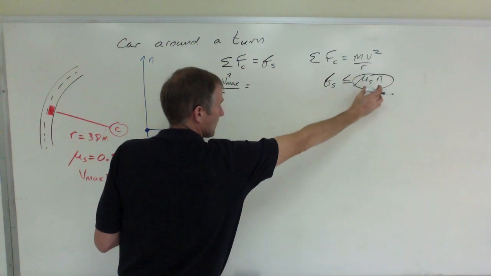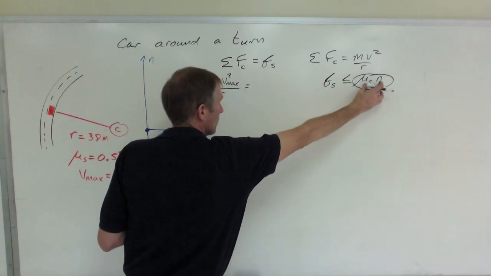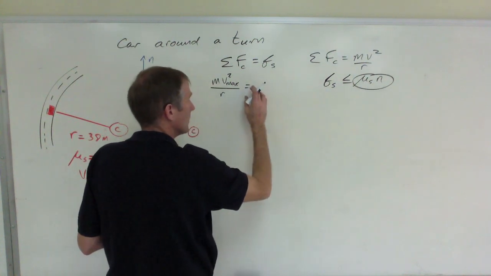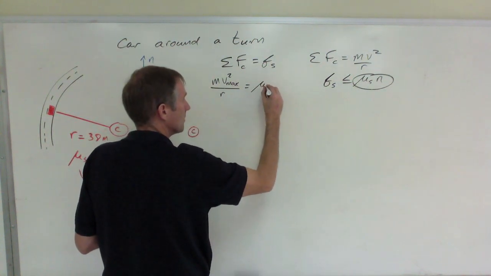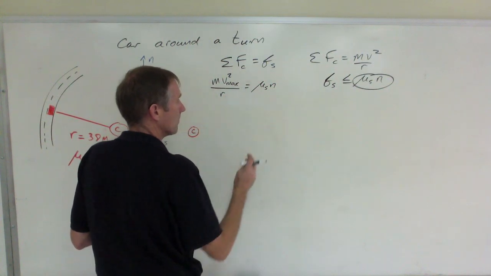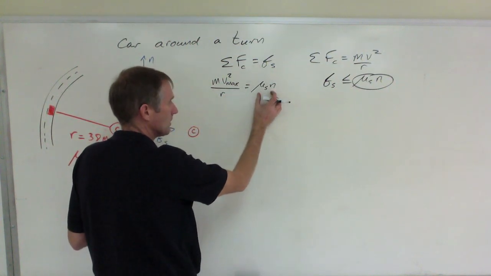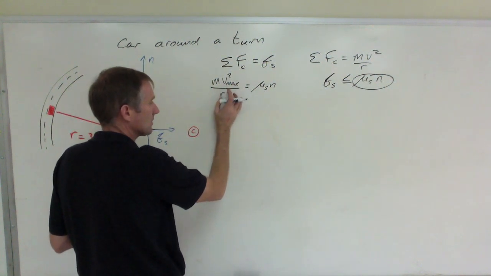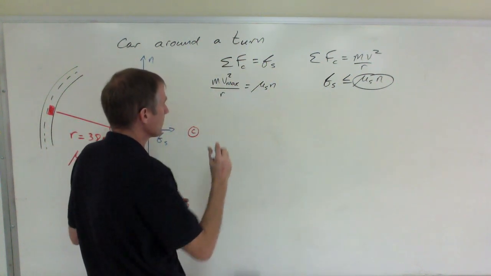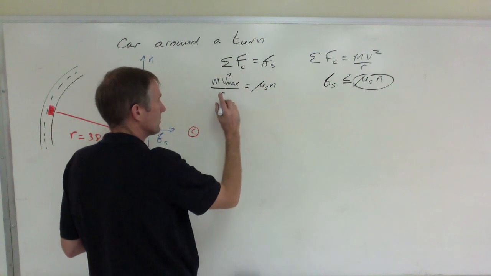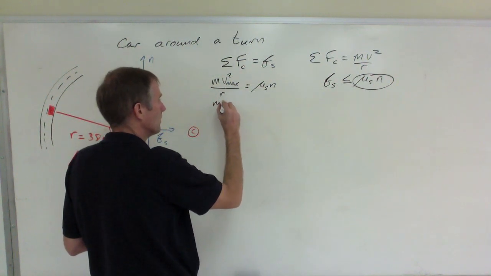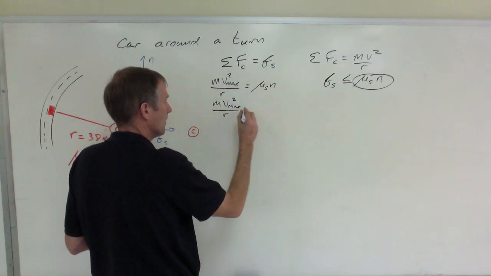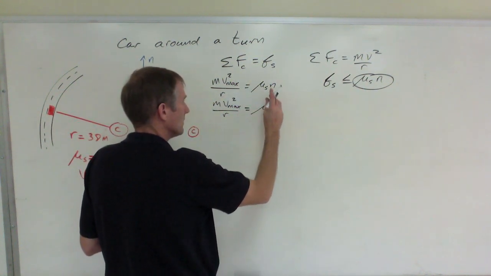The maximum static friction is mu times the normal force. That will give us the maximum speed. This is the equation for centripetal force. m v max squared all over r equals mu times the normal force.